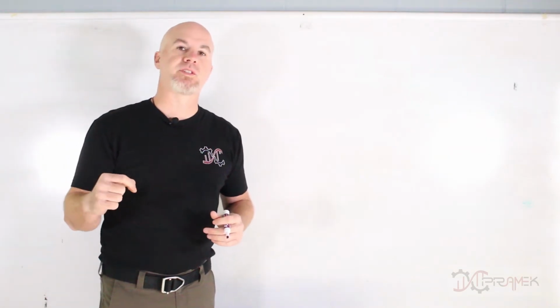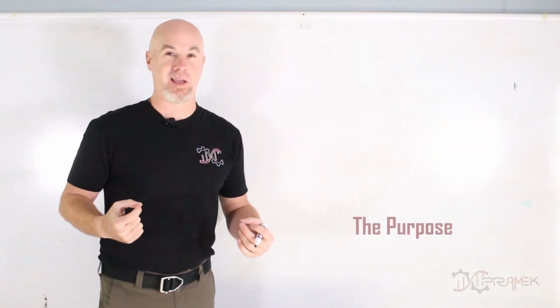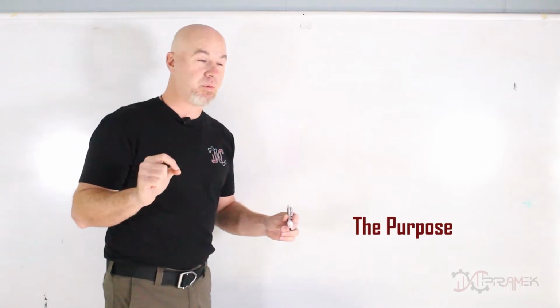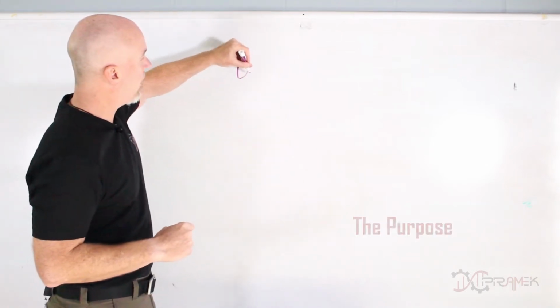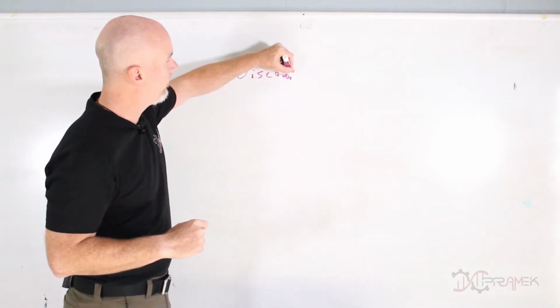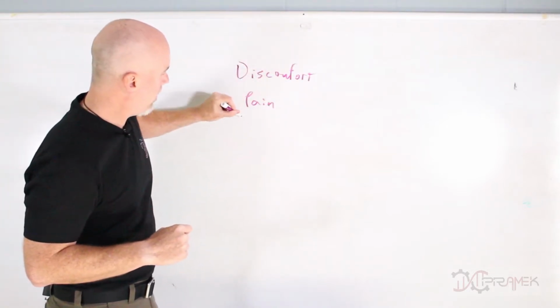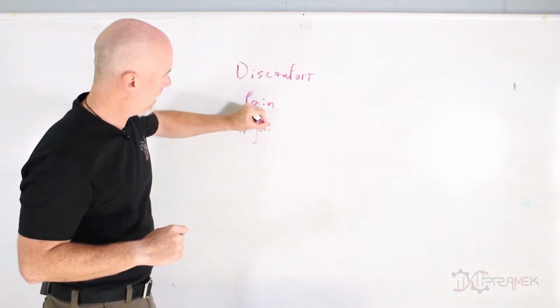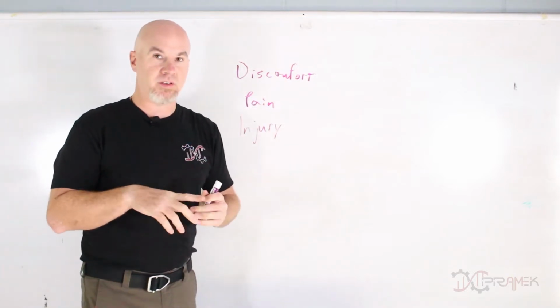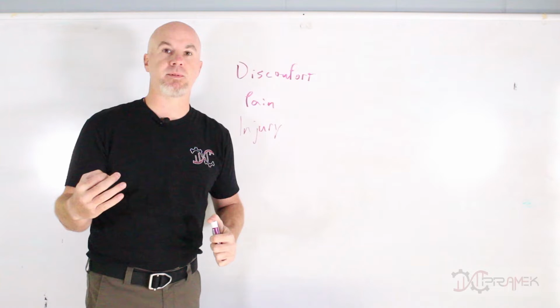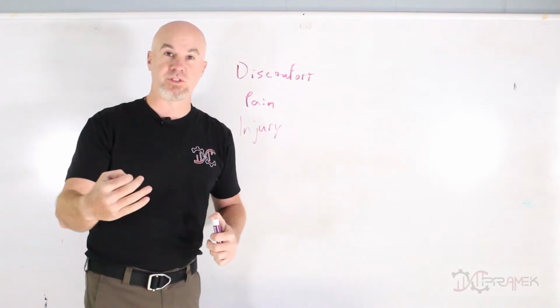So we have these mechanical forces that we apply to the body. Why are we applying them? Applying them for a very particular reason. We're either creating discomfort, pain, or injury. This is the purpose of a submission. This is the purpose of applying those forces to the body.